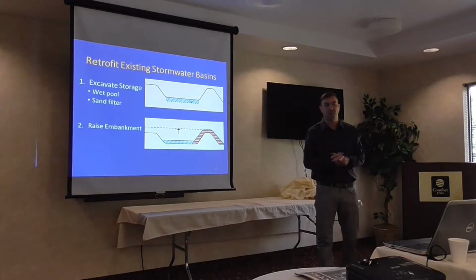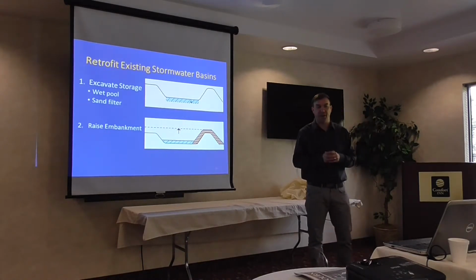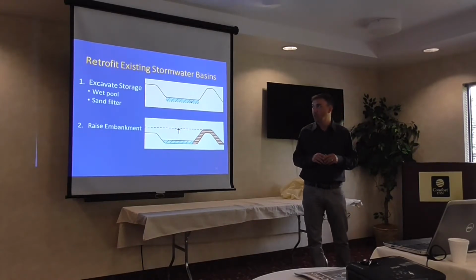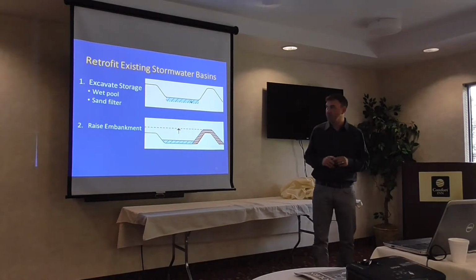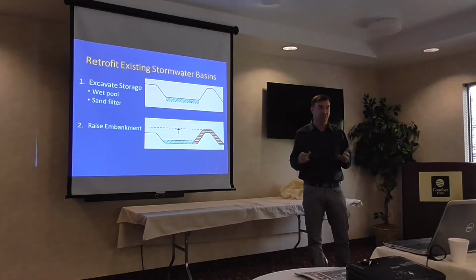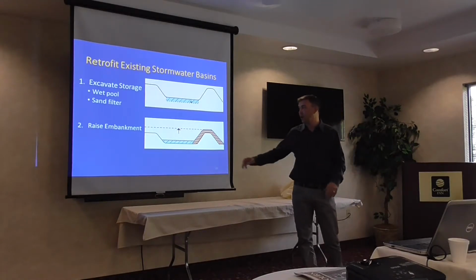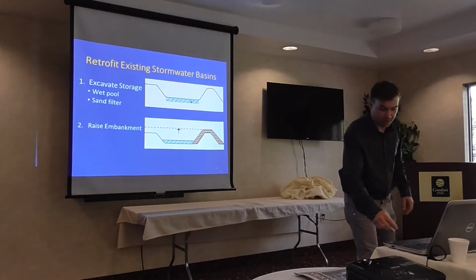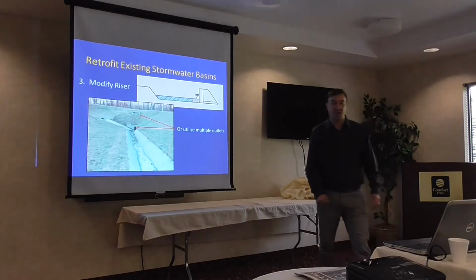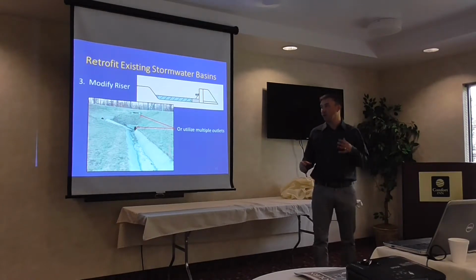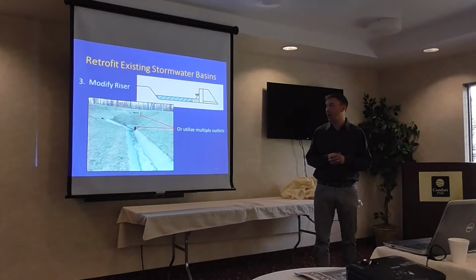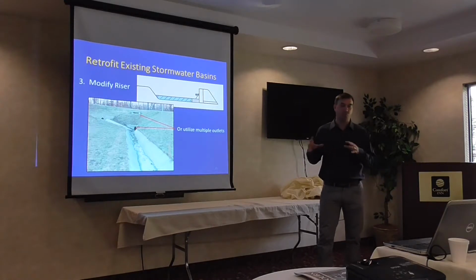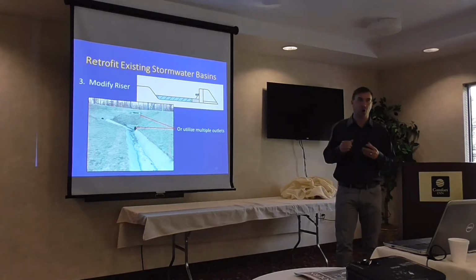And when we're thinking about these, there's a couple of ways to look at that, and that's to basically create some more storage in there. We can create more storage by excavating the bottom and creating a wet pool or installing a sand filter in the bottom of it. And I've got some examples of that. Or if we really want to get fancy, we can raise the embankment to get some more volume out of it. We can modify the riser structure. We can look at what the riser structure is doing, what the outlets are doing, what storms they are passing, and whether there are ways we can alter the stormwater routing of that system in order to get some water quality benefit out of it.